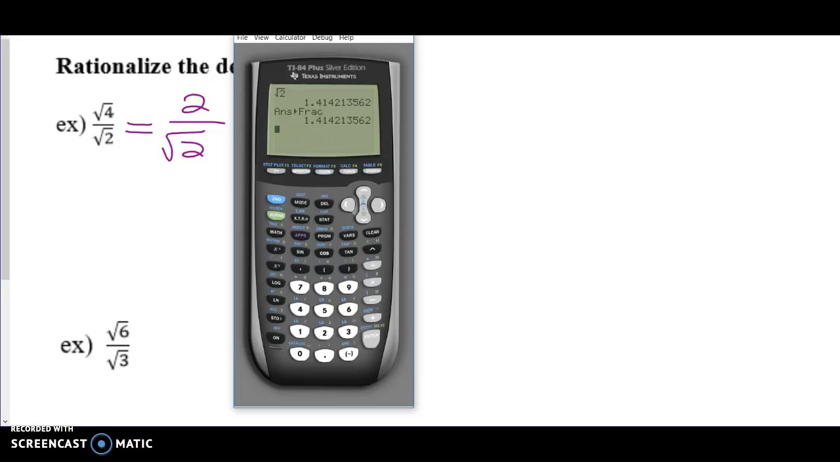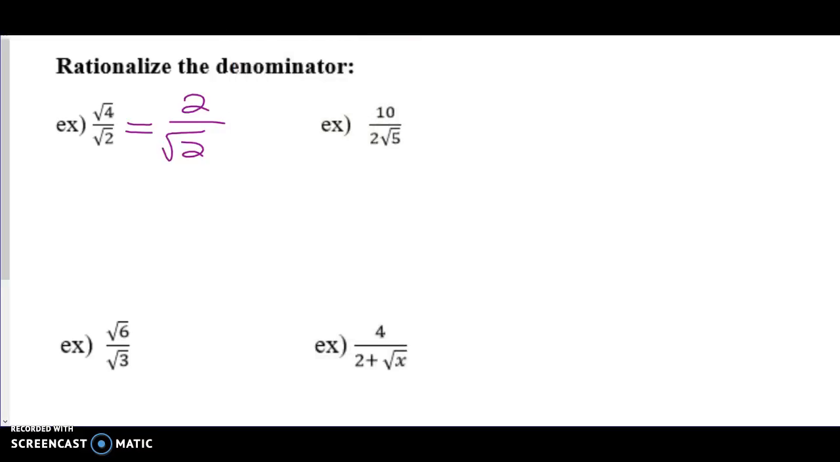The way that we can fix this is we can get it to cancel out. How can we get a square root to cancel out? Just square it. A square root squared cancels out. They're inverses of each other.